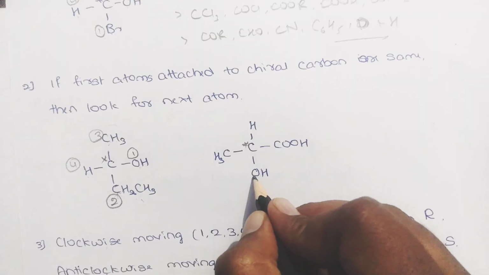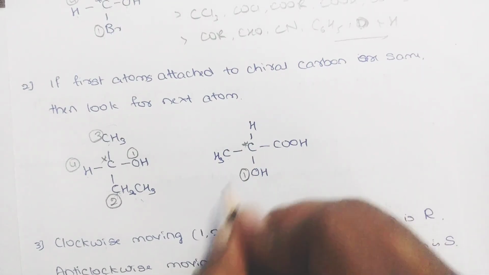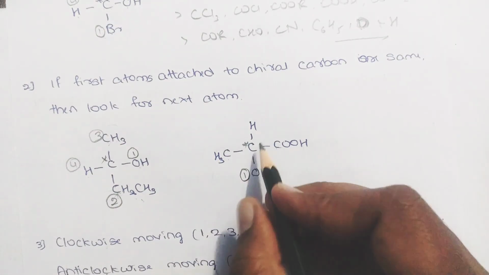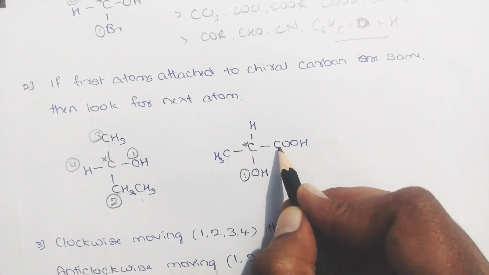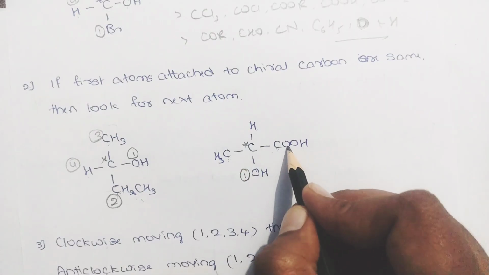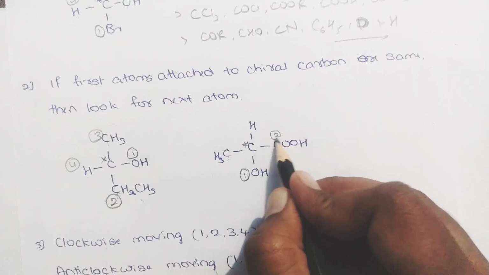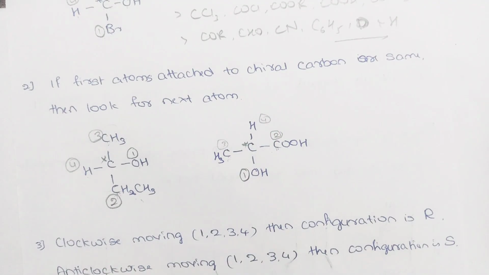Here the OH, carbon, hydrogen, carbon. So OH gets the higher priority, and here this CHO, hydrogen, carbon. When you look at the first atom, both carbons are the same, but this carbon is attached to oxygen. This carbon is attached to hydrogen, so this is second, this is third, and this is fourth. Like this we have to give the priority number to the atoms attached to the chiral carbon.